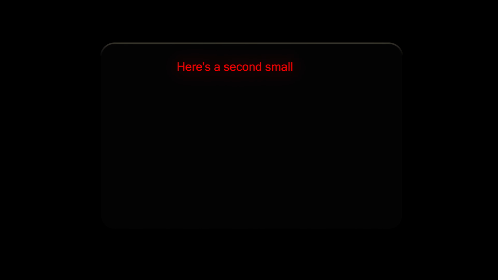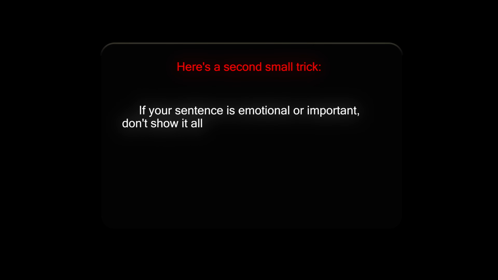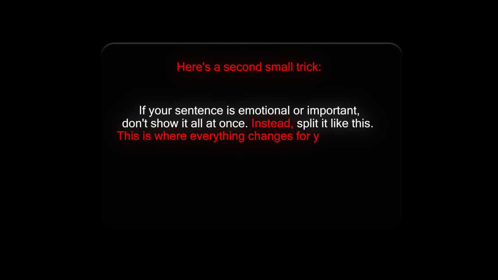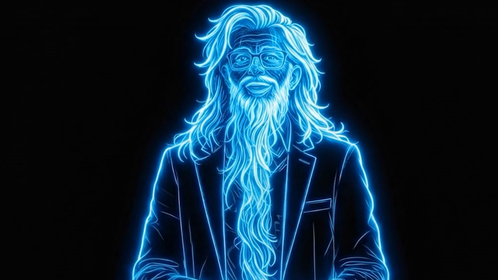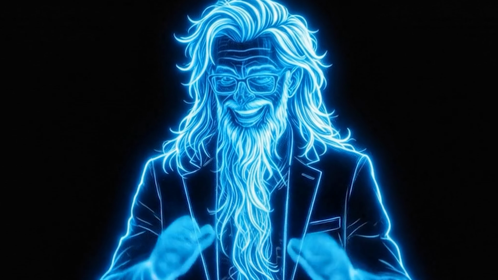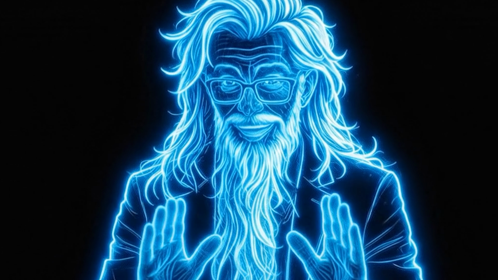And here's a second small trick. If your sentence is emotional or important, don't show it all at once. Instead, split it like this. This is where everything changes for your content. That small pause between lines increases attention and retention. Good editors don't just sync captions, they sync attention, rhythm, and emotion.